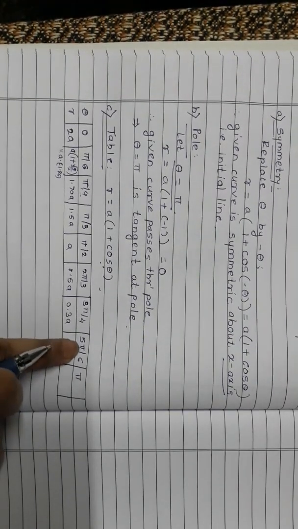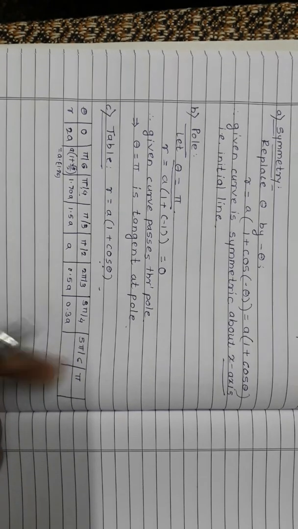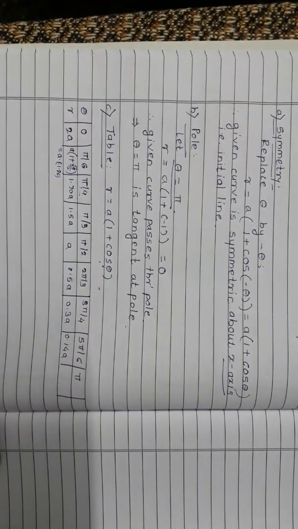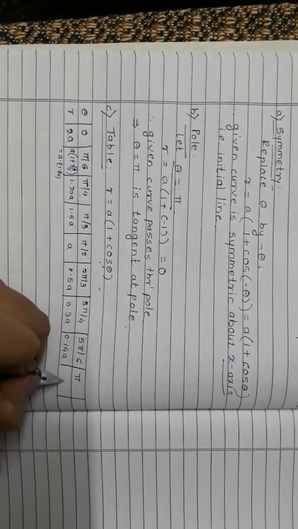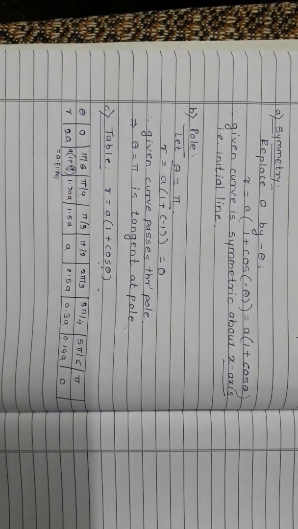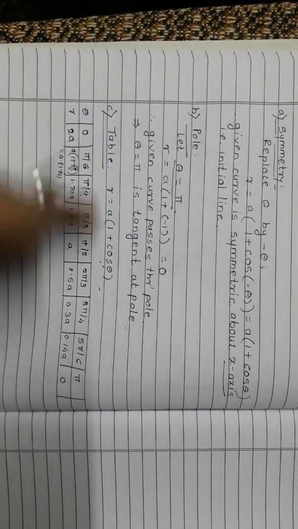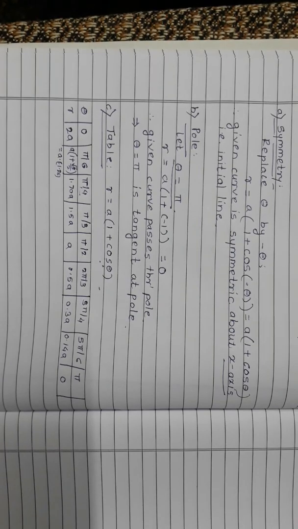Then cos 5 pi by 6 is minus 0.86. So that is nothing but 0.14 times a. Then cos pi is minus 1. So plus 1 minus 1 is 0. So this is just 0, right? So I got all the values from 0 to pi. So same thing I can repeat from pi to 2 pi. So no need to write down these values, right?